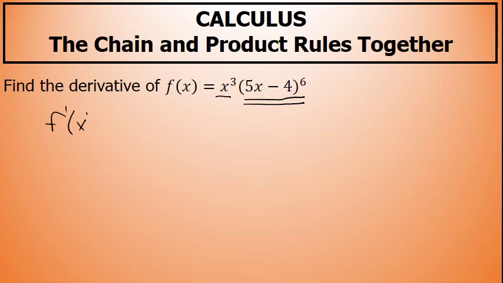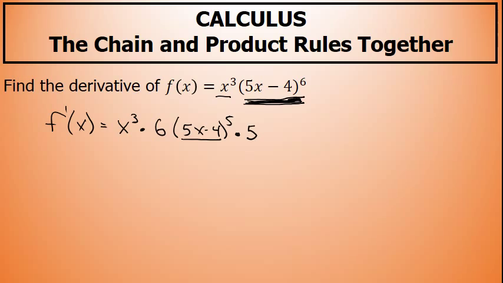The derivative, using the product rule, is the first factor unchanged, x to the third in this case, times the derivative of the second factor, which I said was (5x minus 4) to the sixth power. The derivative of this factor requires the chain rule. It's a quantity to a power. We'll use the general power rule and write its derivative as 6 times the quantity of 5x minus 4 to the fifth power, but then we have to multiply by the derivative of 5x minus 4, which is 5.